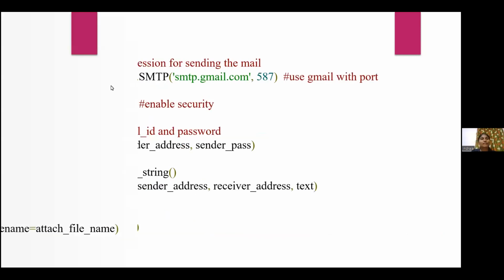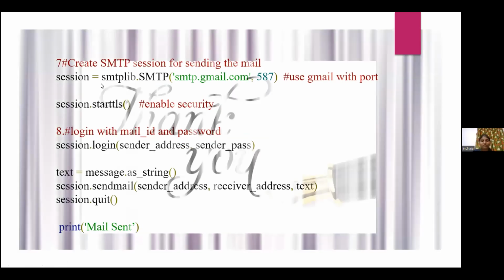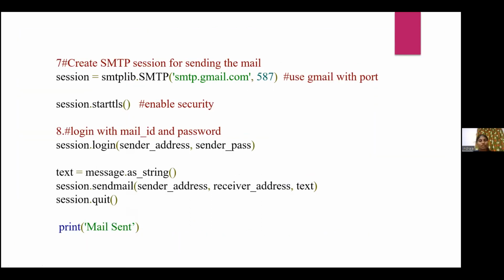Then step 7, we need to create an SMTP session for sending the mail. We are using Google email services, so the port number for this is 587. The port number varies with the websites we use. SMTP needs valid source and destination email IDs and port numbers.